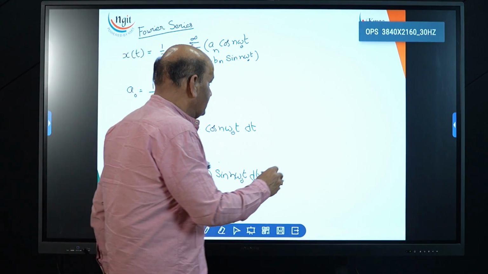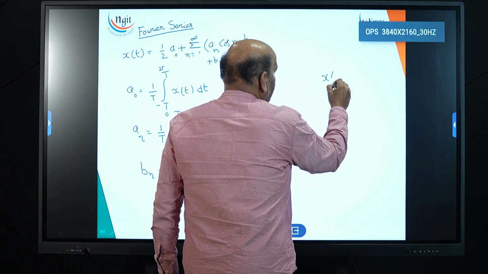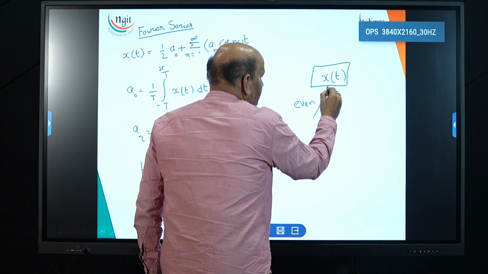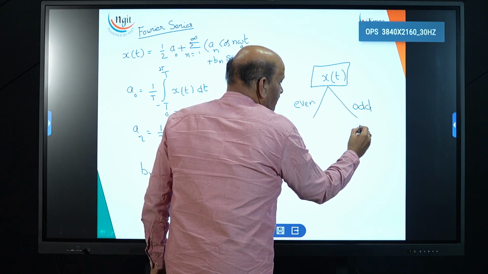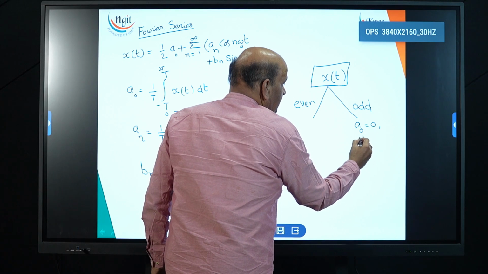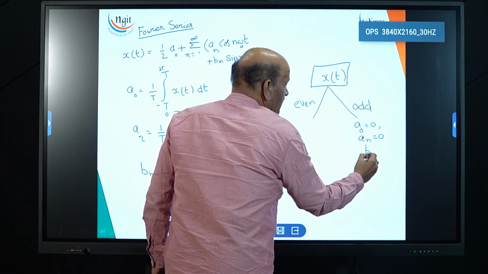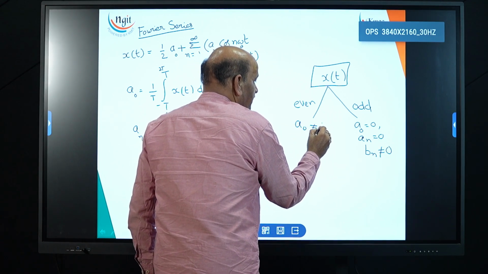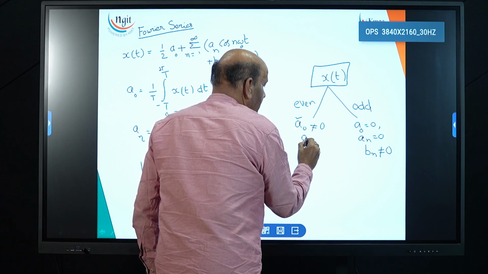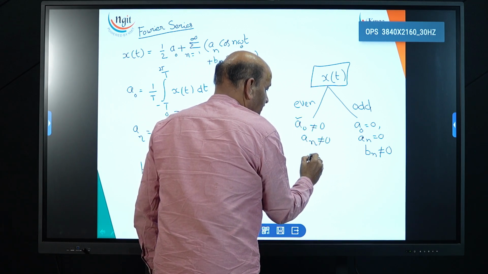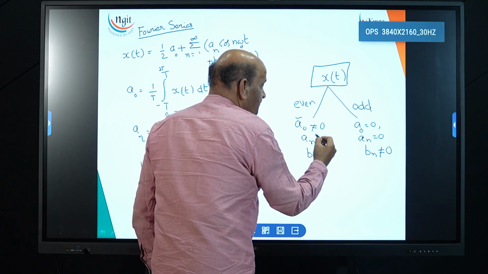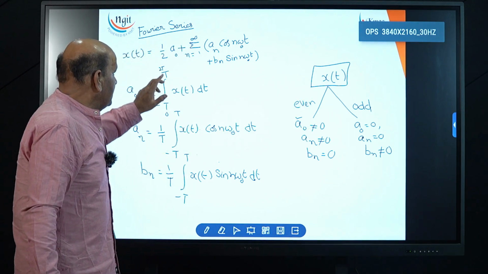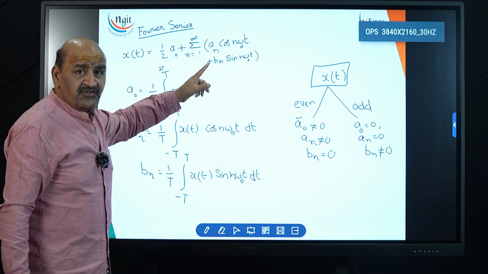One important point is that any given signal can be even or odd. For an odd signal, A naught equal to 0, an equal to 0, but bn not equal to 0. For an even signal, A naught not equal to 0, which means you have to calculate A naught; an not equal to 0, you have to calculate; but bn equal to 0. Look at this one, these two are important points. No need to calculate all the three coefficients every time.